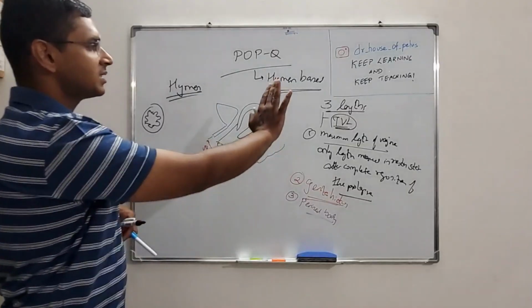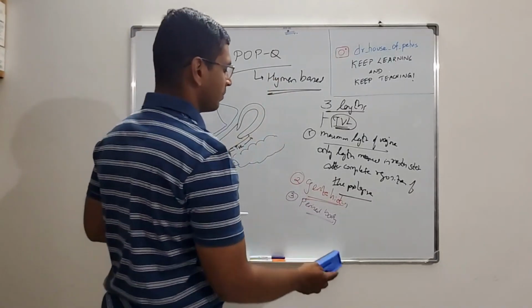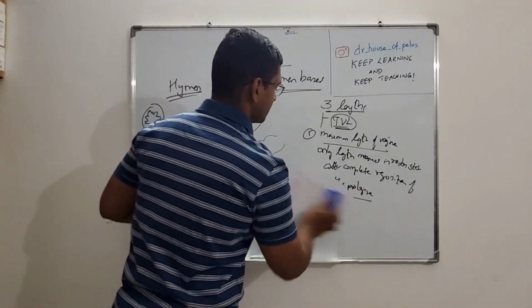So this completes the length measurements in pelvic organ prolapse. Now we'll go to measurements of points.